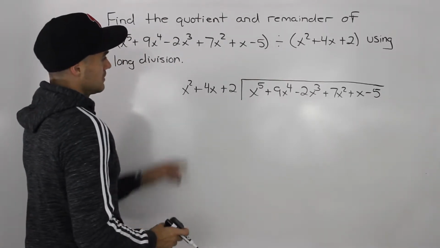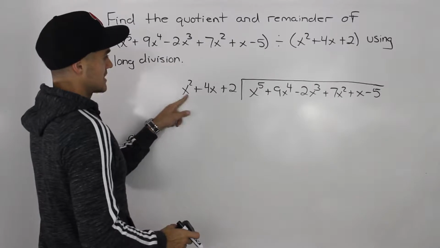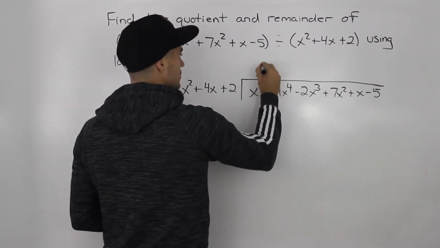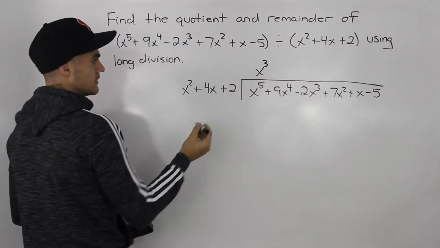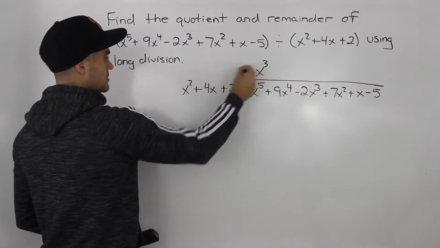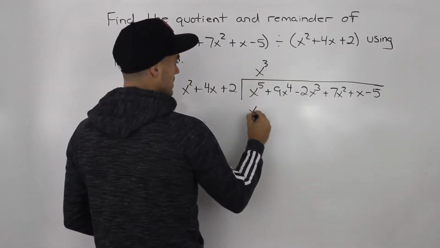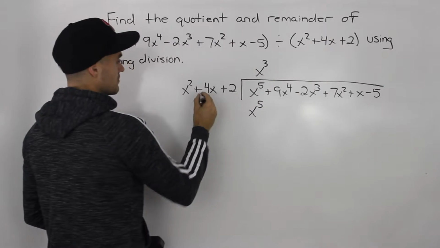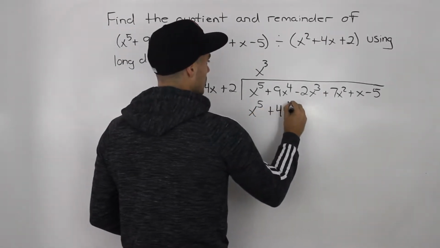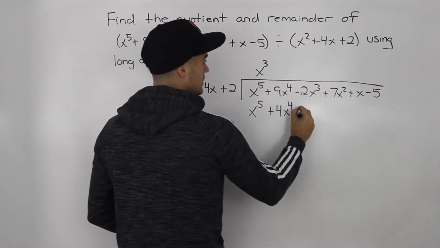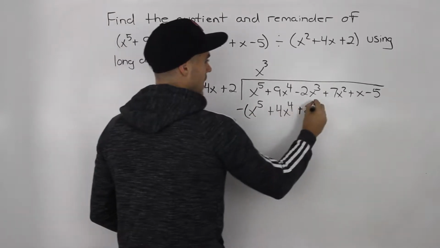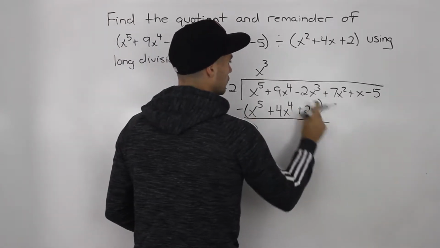So what we do here is we figure out how many times does x squared go into x to the 5? Well, x cubed times. And then we take this x cubed, multiply it by all the terms in the divisor. So x to the power 3 times x to the power 2 gives us x to the power 5. X to the power 3 times 4x gives us 4x to the 4. And then this would be 2x cubed. And then we are subtracting this polynomial from that dividend.